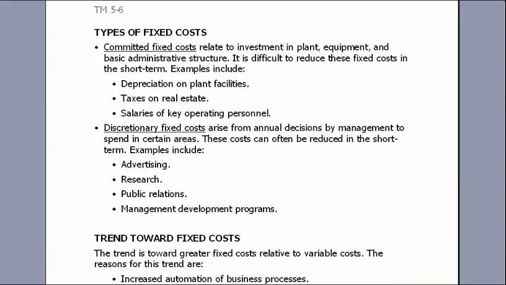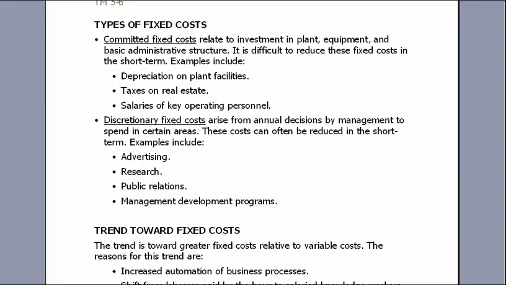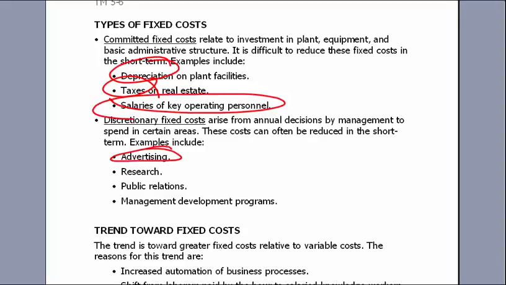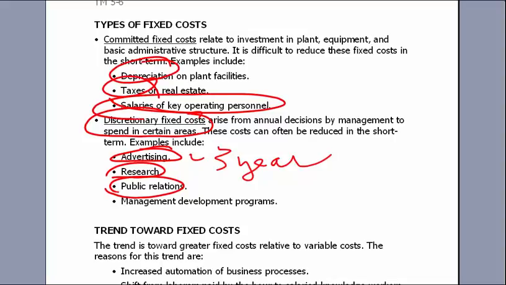Types of fixed costs are going to be items like depreciation, taxes, fixed salaries of our key personnel, your advertising and research, public relations, all these items. They actually call them discretionary because after a certain point in time, you might sign a 3-year advertising contract, and after 3 years then you can change it. But depreciation and taxes and the salaries for your key personnel, those you're always going to have. Those are committed. Those aren't going to change.